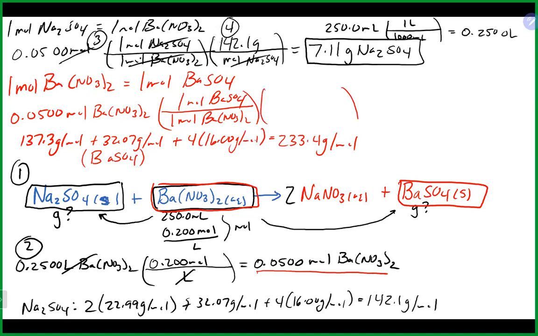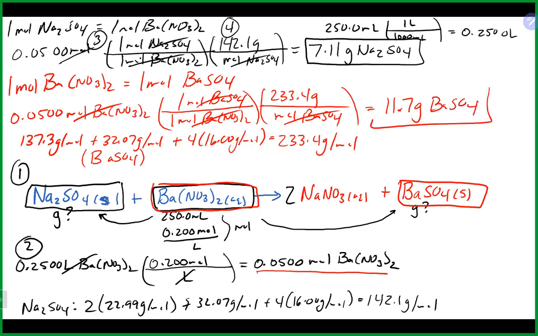So using that as our conversion factor, once again, we do want to end up with grams, so we'll put the grams up on top. Moles of barium sulfate cancel, and that will get us 0.05 times 233.4, going to give us 11.7 grams of barium sulfate would be produced. That would be a theoretical yield in this case, since that is a product, right?